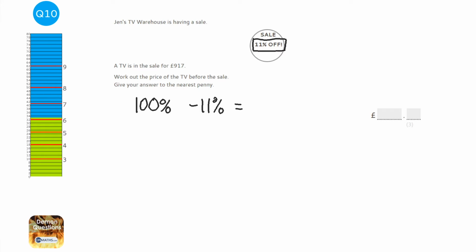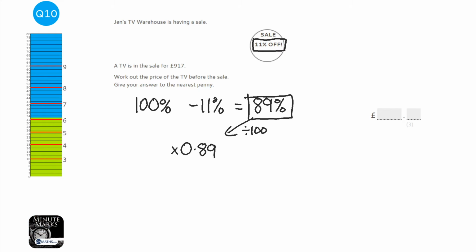So that's going to leave us with 89%. Now, 89% is not a multiplier yet. All you need to do is divide it by 100 to make it a decimal. So on your calculator or in your head, divide it by 100 and you get 0.89. And that's a multiplier because all we need to do is put any number in here, we times it by 0.89, and it gives us what the new number is with 11% taken off.